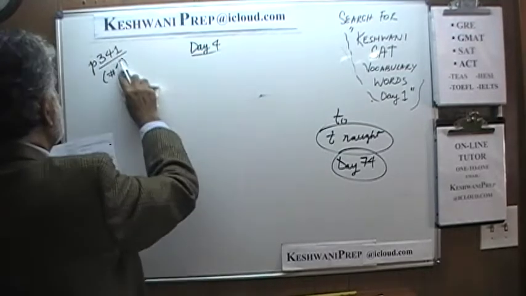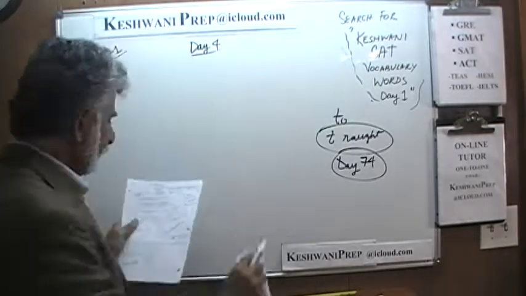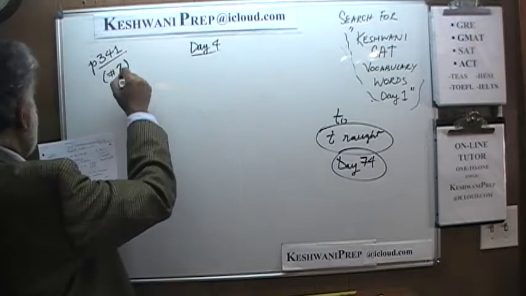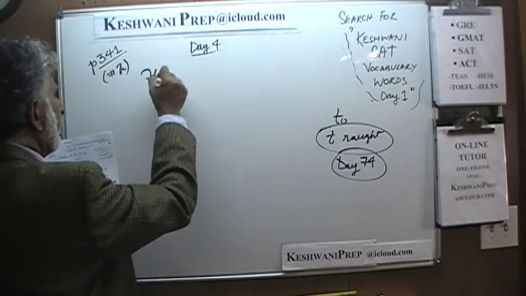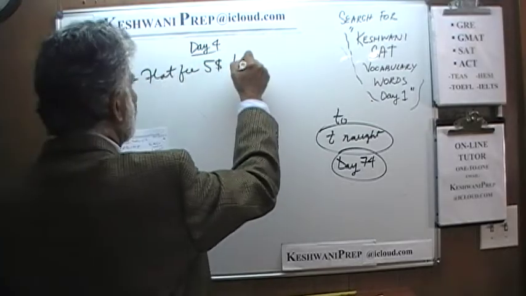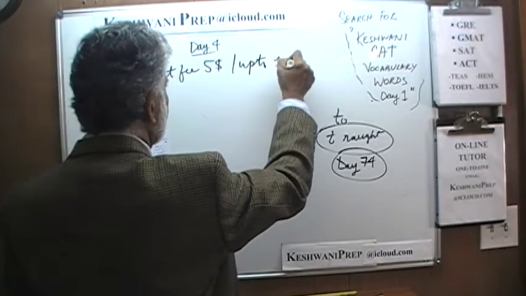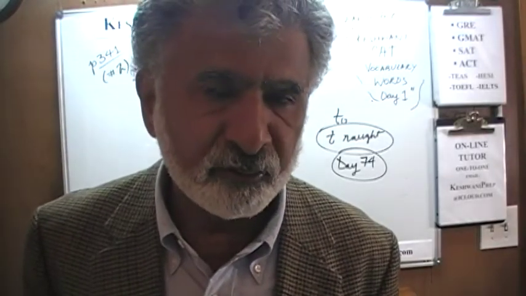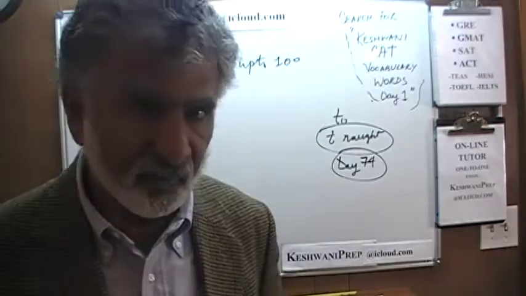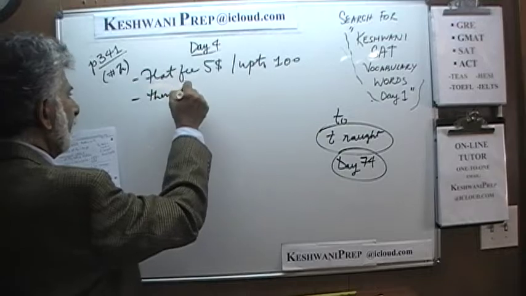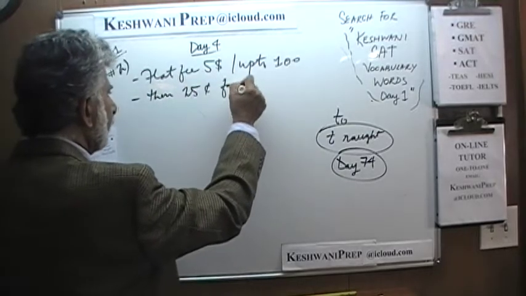Number 2. Of course, it's very simple and very straightforward because it's number 1. In number 2, we are going to pay a flat fee of $5 for up to 100 messages. We are sending text messages, and the company tells us that for the first 100 text messages, you are going to pay $5, and after that, you're going to pay 25 cents for each additional.